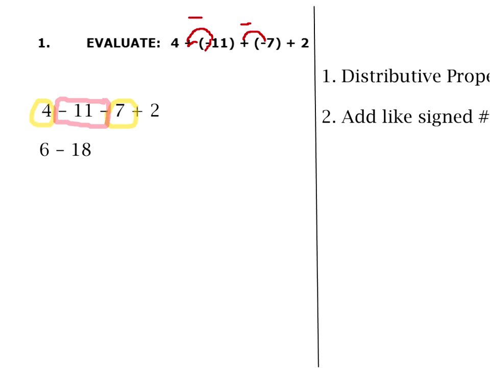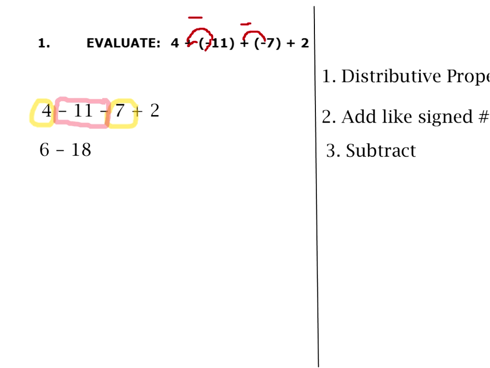So now we've done the distributive property, we've added like signed numbers, and our last step is to subtract. So that's our last step. Now we have to determine what the sign of the number will be first. We have a positive 6 and a negative 18. What is the sign of our answer going to be?